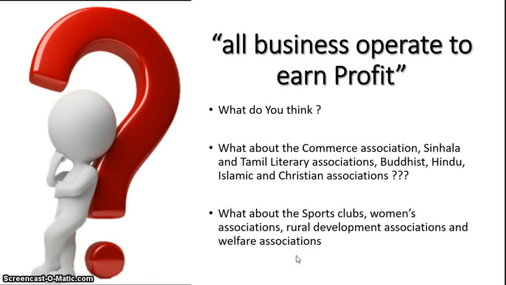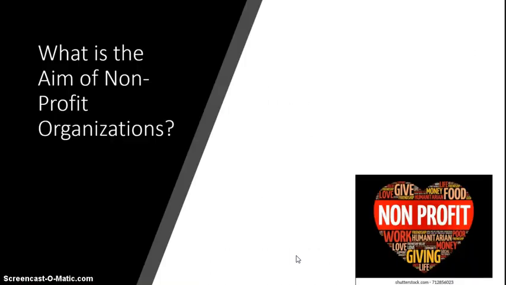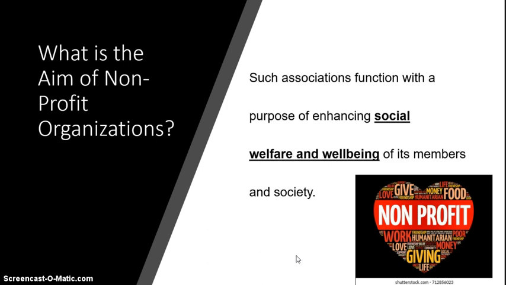Okay, so the main aim of non-profit organization, in simple terms, as you would have understood when we went through the example, is the social welfare and the well-being of its members and the society as a whole. They want the social welfare and the well-being of the general public or its members.